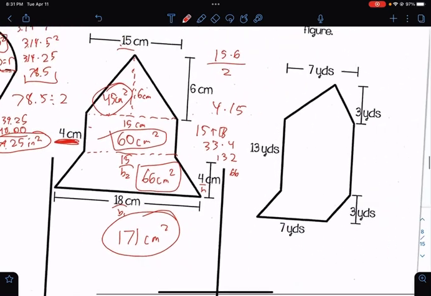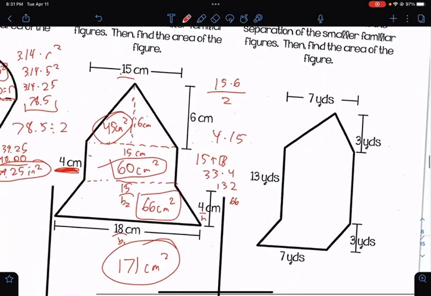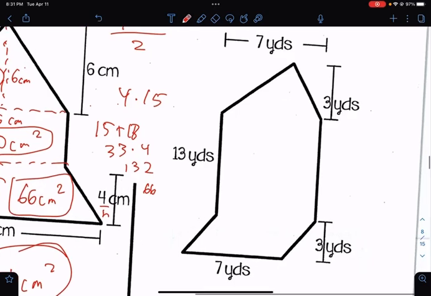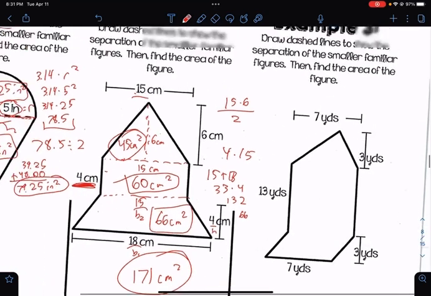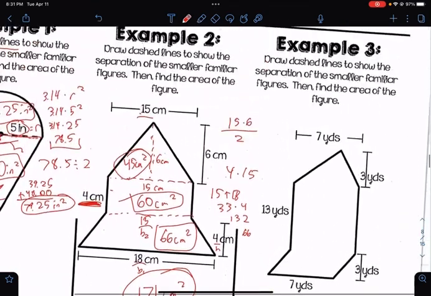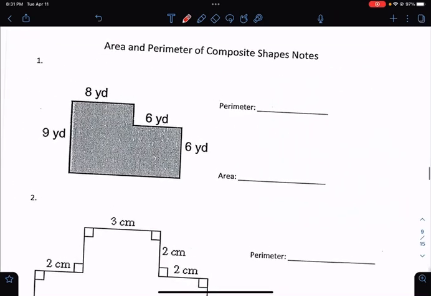Okay. So this last one, we have example 3. I'm not too worried about it. Let's skip that one. I want you to get out the other sheet. Okay, you're going to get out the other sheet. Give me 1 minute here.